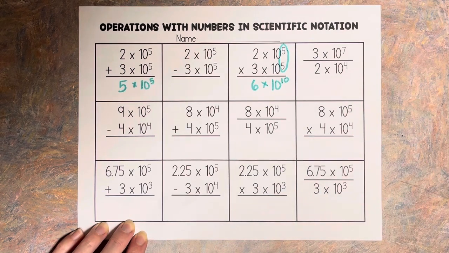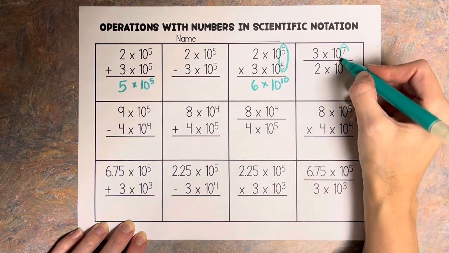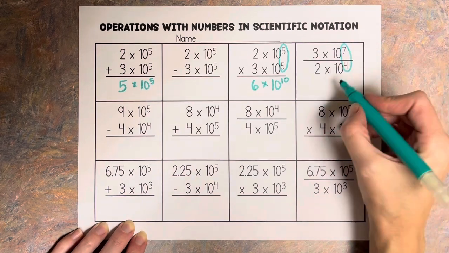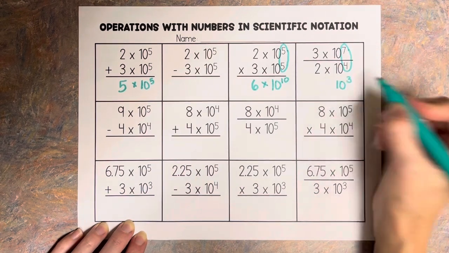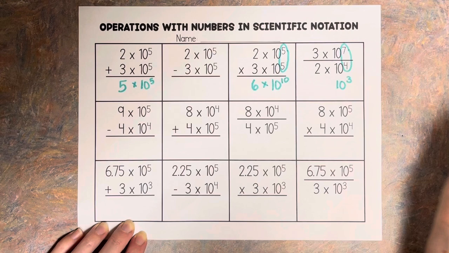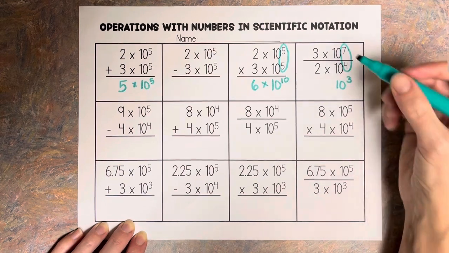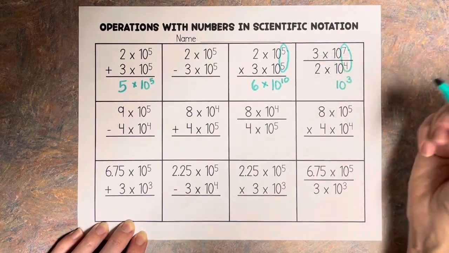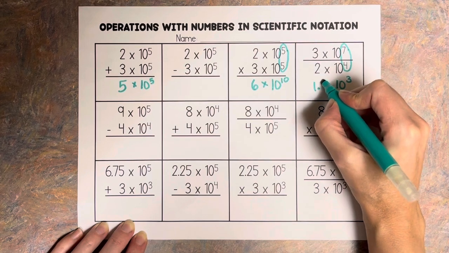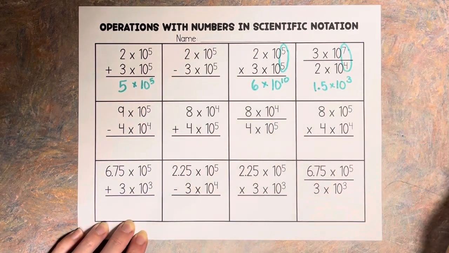If we're going to divide, we will need to subtract the exponents. So 10 to the power of 3, and then 3 divided by 2. So if we have $3 and we're sharing it with 2 people, each of us would get $1.50. So 1.5 times 10 to the power of 3.